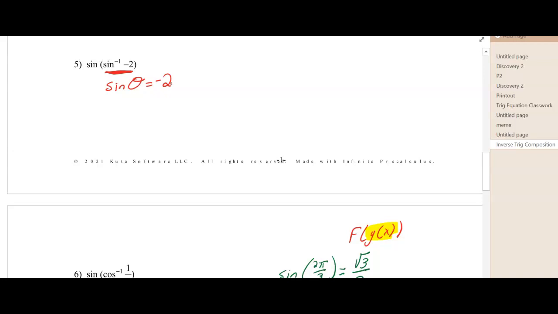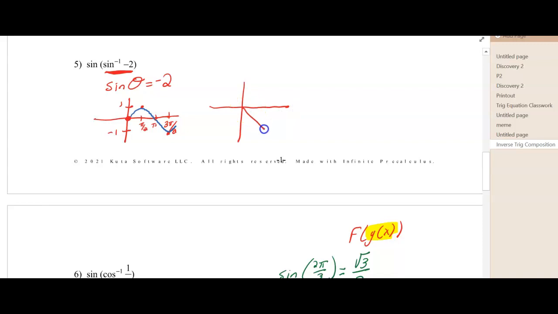At this point, you should remember, if you think about the sine graph, the highest the sine graph goes is 1, and the lowest it goes is negative 1. So if you think about the basic sine graph, the sine graph is trapped between negative 1 and 1. Therefore, this is undefined.